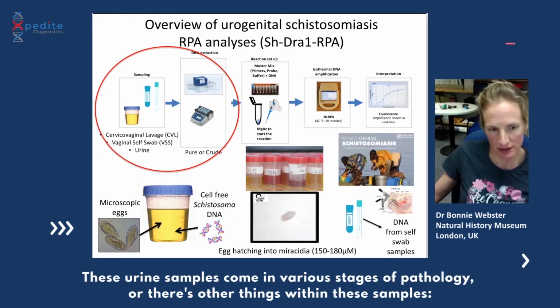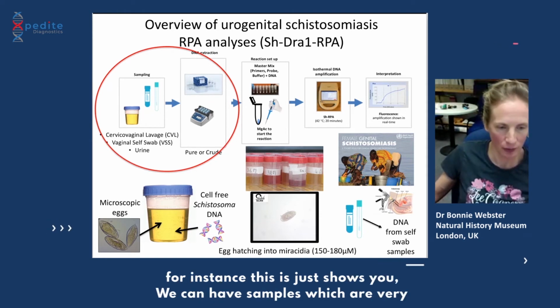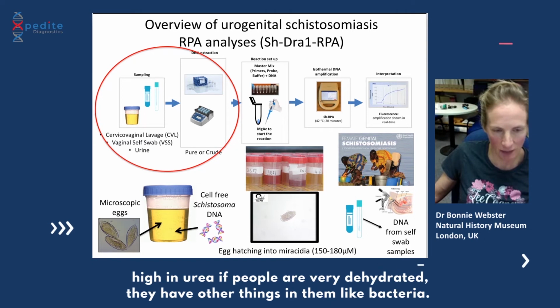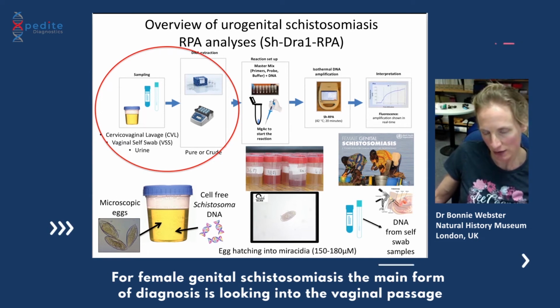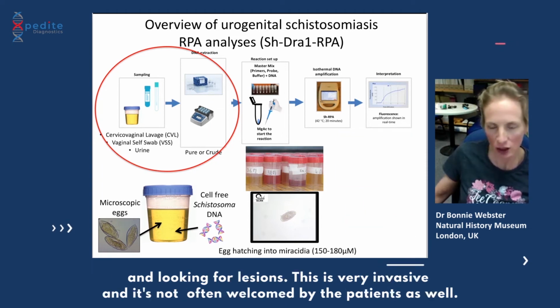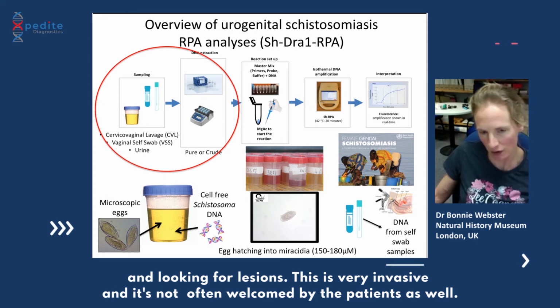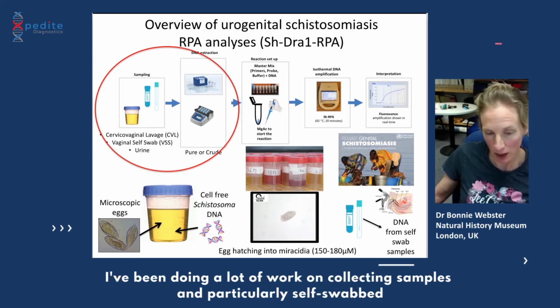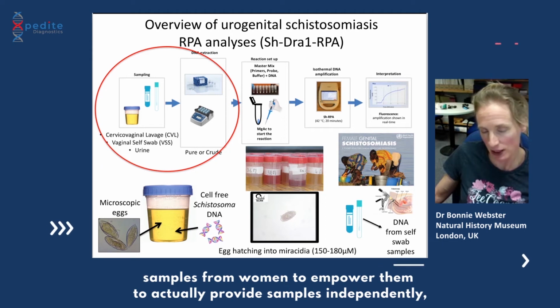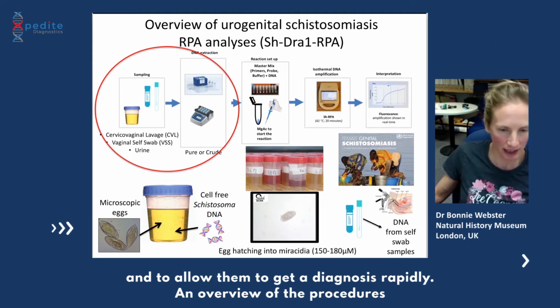These urine samples come in various stages of pathology, or there's other things within these samples. For instance, this just shows you we can have samples which are very high in urea. If people are very dehydrated, they have other things in them like bacteria. We can also get large quantities of blood, not just from schistosomiasis, but also other infections as well. And for female genital schistosomiasis, the main form of diagnosis is looking into the vaginal passage and looking for lesions. And this is very invasive, and it's not often welcomed by the patients as well. So we've been doing a lot of work on collecting samples, and particularly self-swab samples from women, to empower them to actually provide samples independently and to allow them to get a diagnosis rapidly.